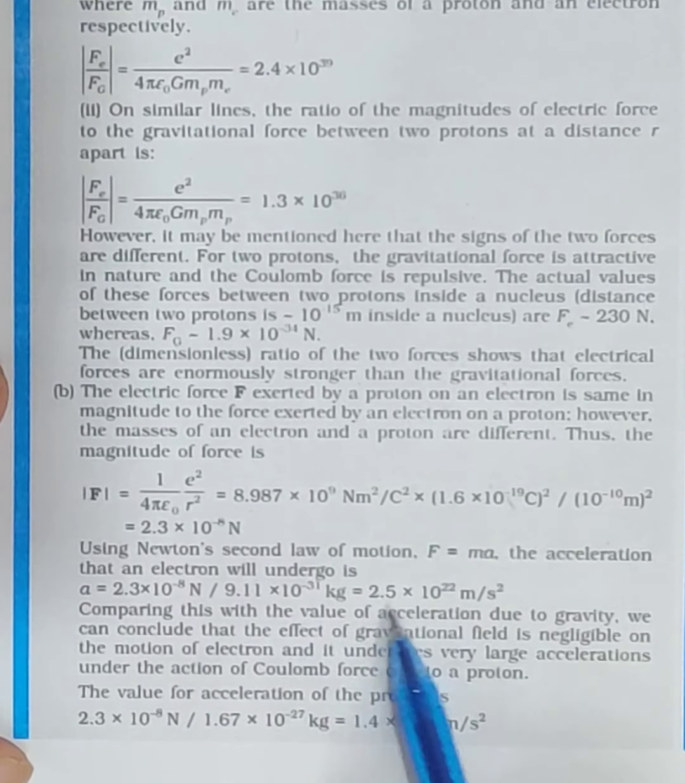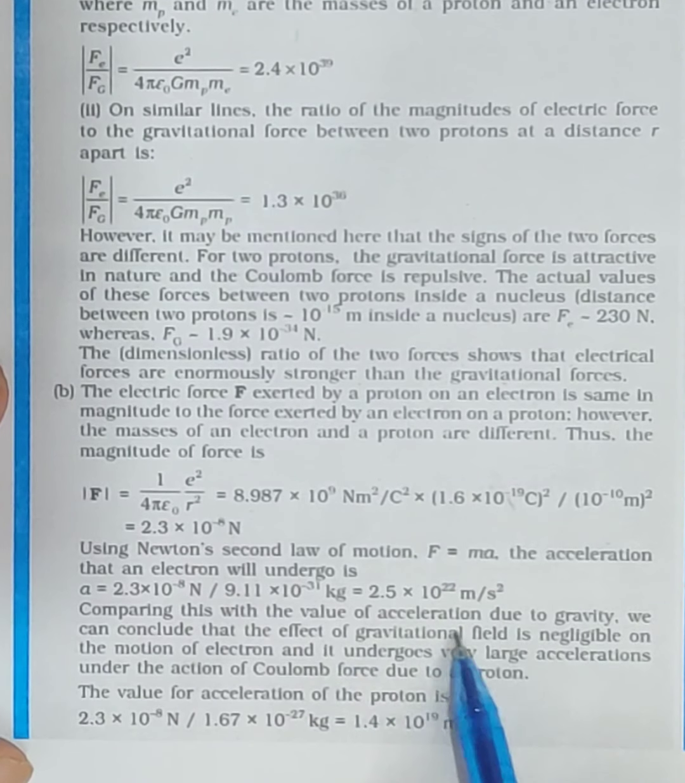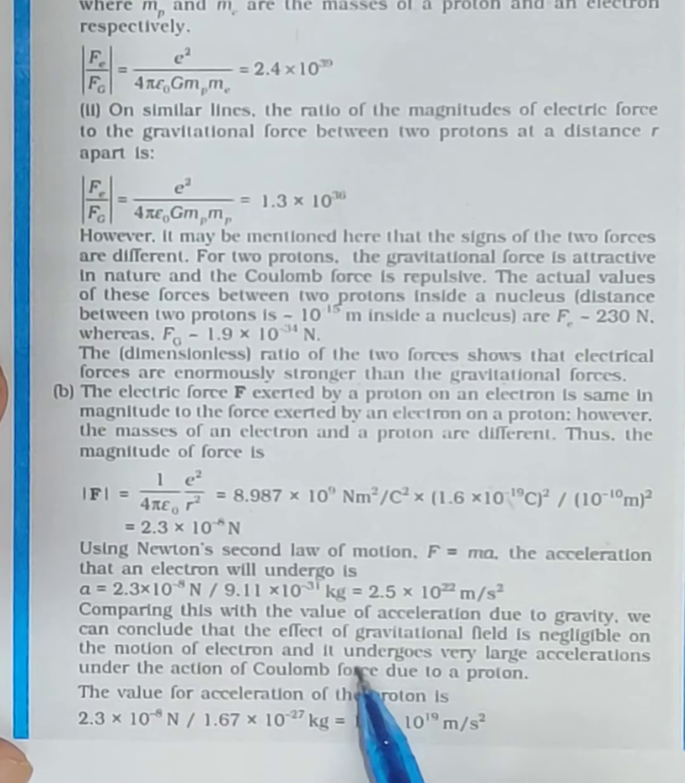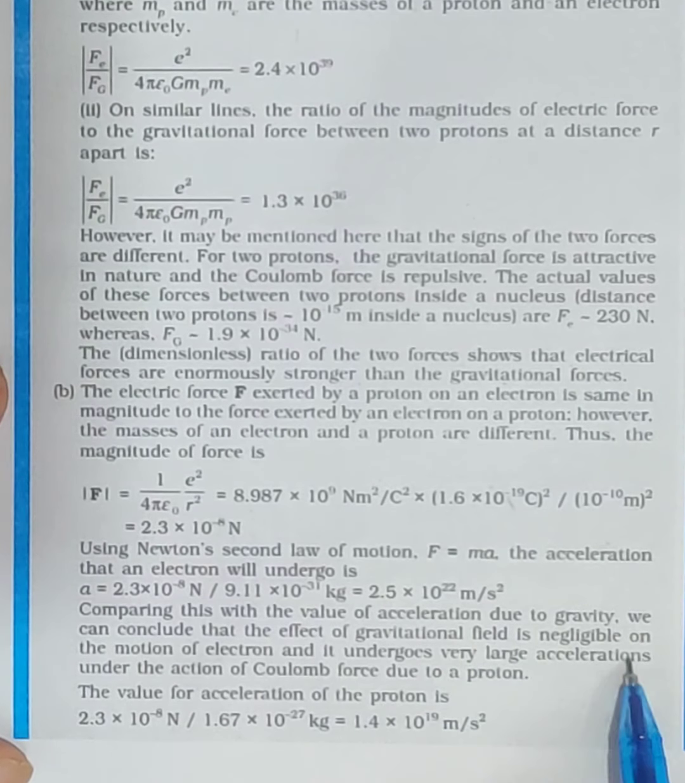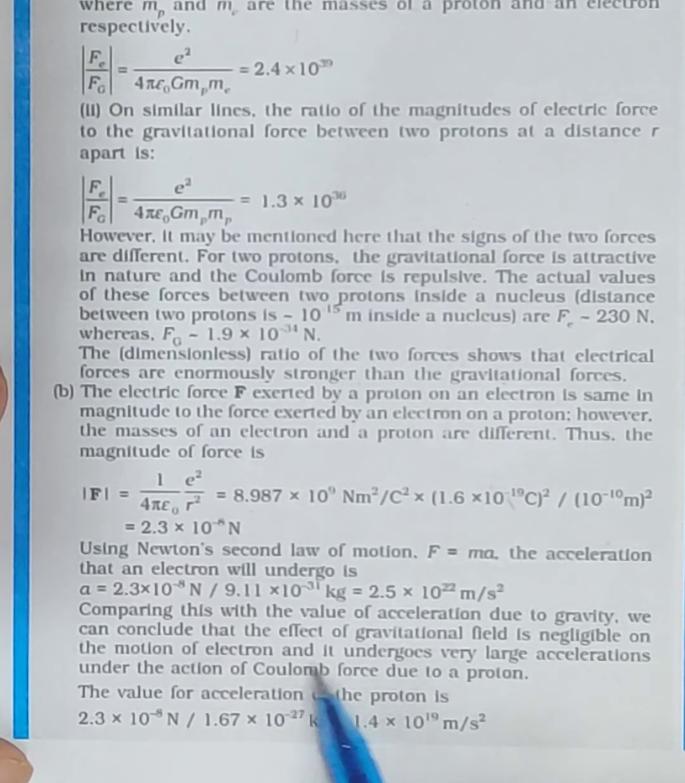Comparing this with the value of acceleration due to gravity, we can conclude that the effect of gravitational field is negligible on the motion of an electron, and it undergoes very large accelerations under the action of Coulomb force due to a proton. The value of acceleration of the proton is 1.4 into 10 raised to the power 19 meter per second square.